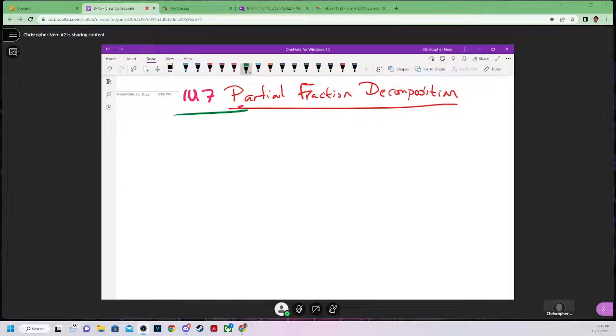We're going to move on to 10.7, partial fraction decomposition. The key words to look out for with this topic are fraction and decomposition. We are going to be decomposing a fraction into multiple parts. Originally, we should be comfortable by now with simplifying or combining two fractions, two rational expressions, such as this.